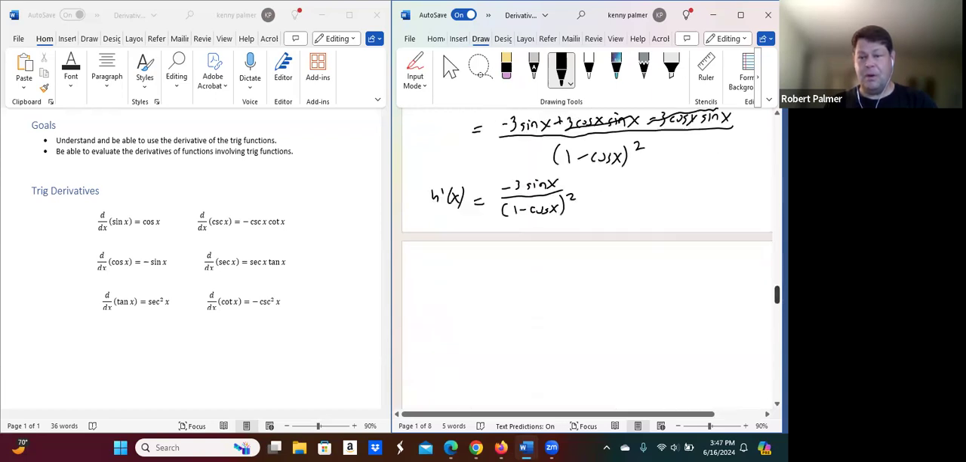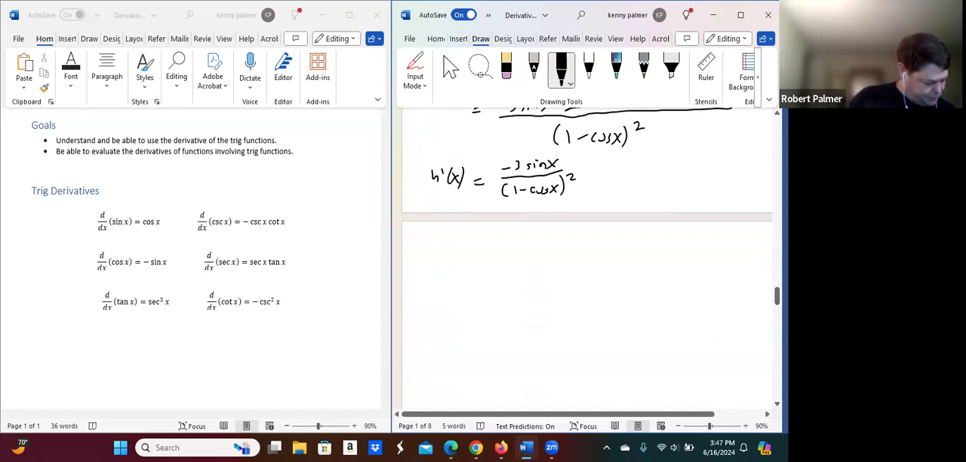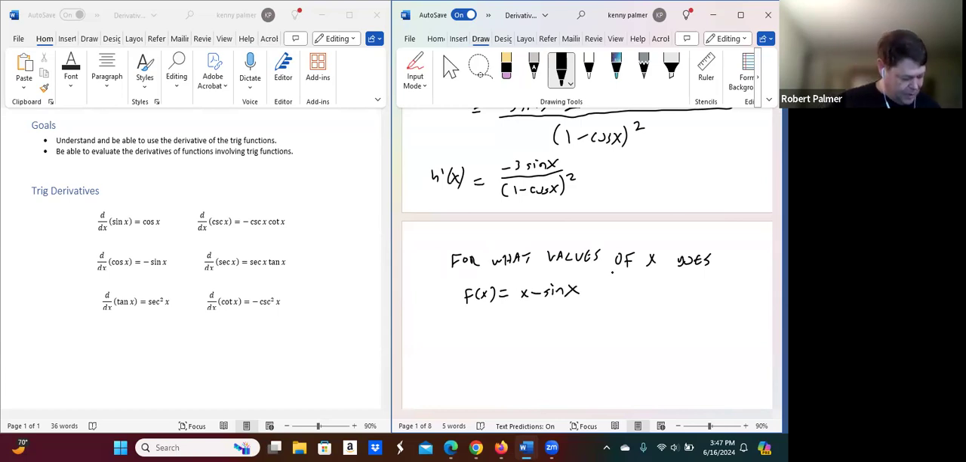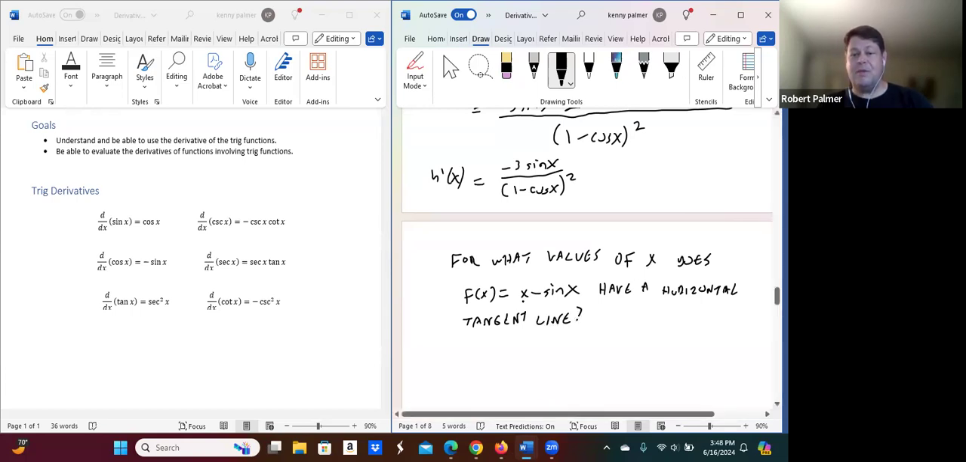Okay. Let's do one more thing. So this is different than what we wanted to do. So this one, I want to ask this question: for what values of x does this function f of x equal x minus sine of x have a horizontal tangent line? Okay, so what values of x does this function have a horizontal tangent line?